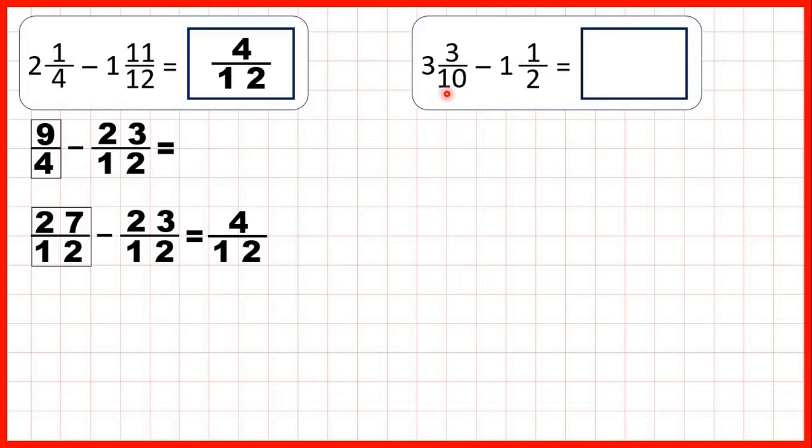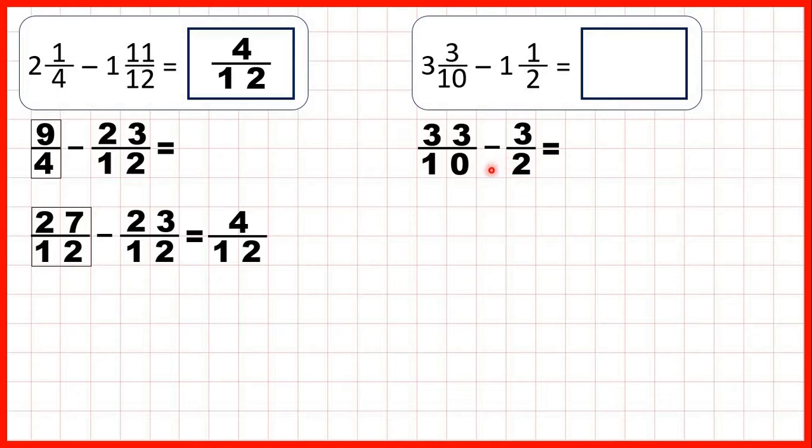Now we have 3 and 3/10 minus 1 and a half. We can change both of these mixed numbers into improper fractions. 3 times 10 is 30, plus 3 is 33, so that's 33/10 because the denominator stays the same. We're subtracting 1 and a half, but we can turn that into an improper fraction as well. 1 times 2 is 2, plus 1 is 3, and the denominator stays the same, so 1 and a half is the same as 3/2.